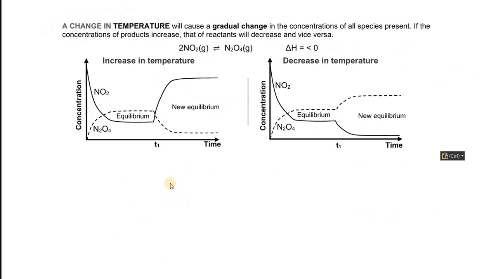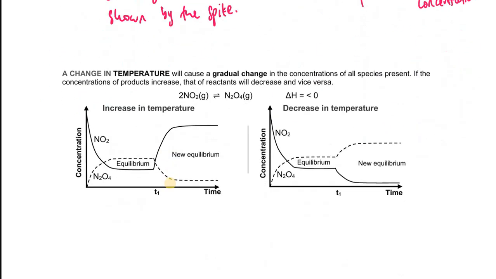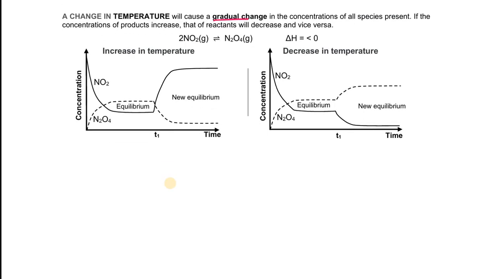So here we have a change in temperature. A change in temperature is going to cause a gradual change. Do you see now how it's different from concentration? A concentration change forms a spike, but here it forms a gradual change. That's how you know that the factor that was changed is temperature. Because they are going to give you a graph with many equilibriums, and then ask you which factor was changed here, which factor was changed there. So please, I already told you that you are going to see that.